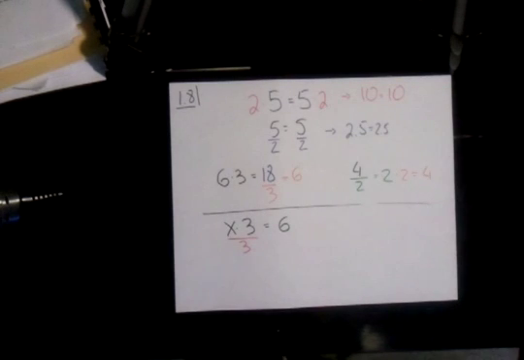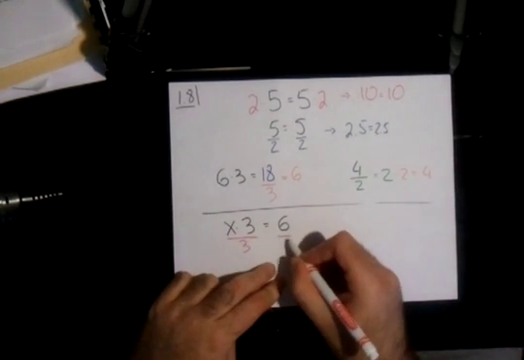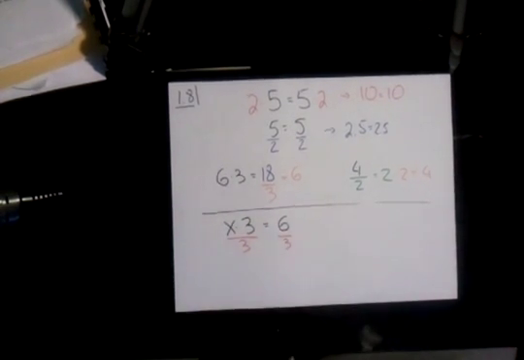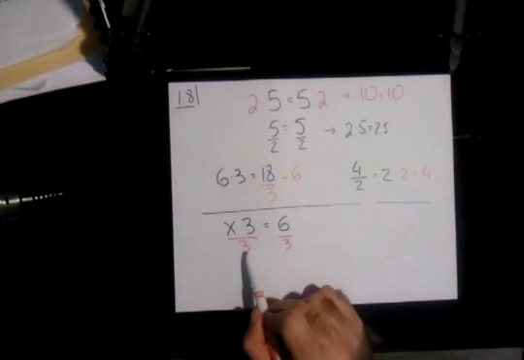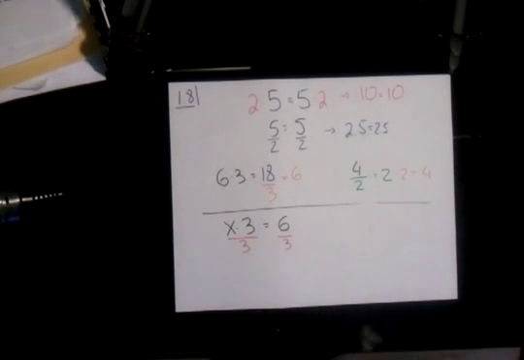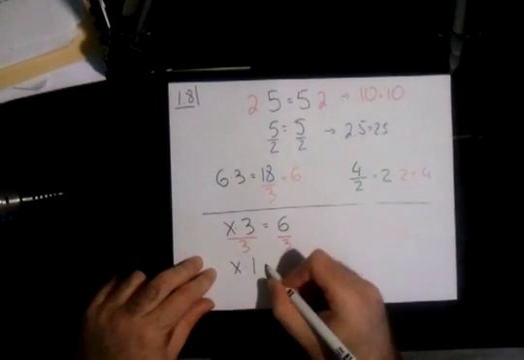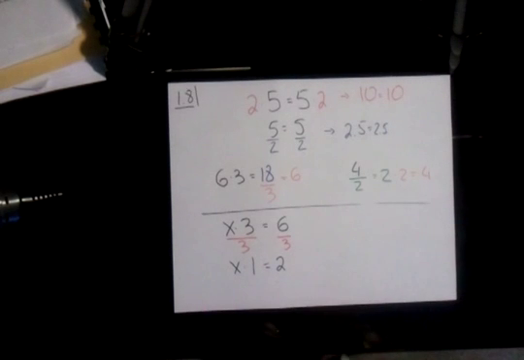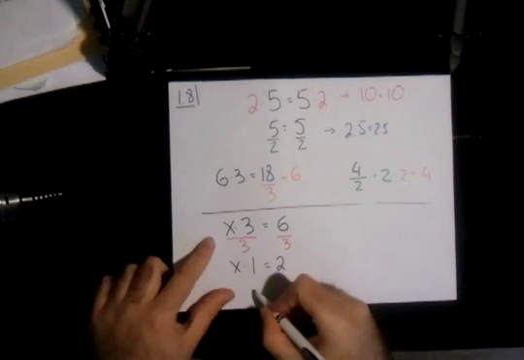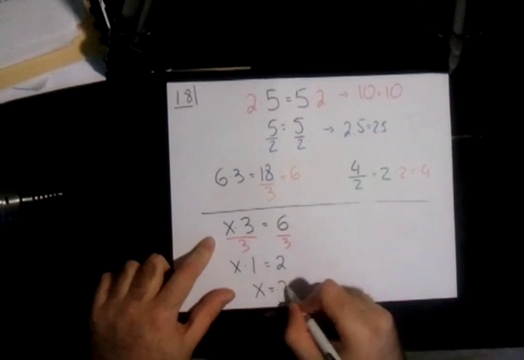Now remember, whatever I do to one side, I have to do to the other side as well. So here we have 3 divided by 3, which is technically 1. And here I have 6 divided by 3, which is 2. Then I have x times 1 equals 2. And we know when you multiply any number by 1, by the property of multiplication by 1, it's the number itself. So we have x equals 2.